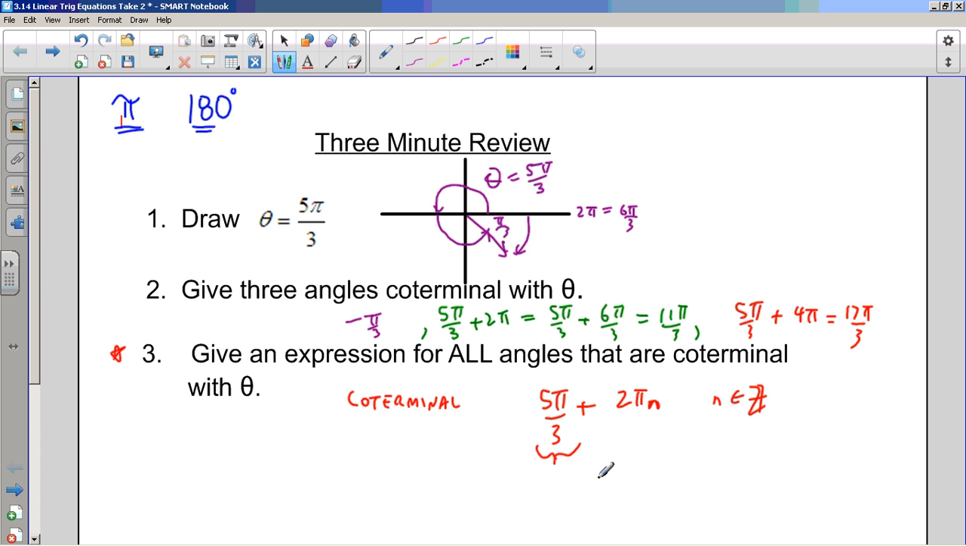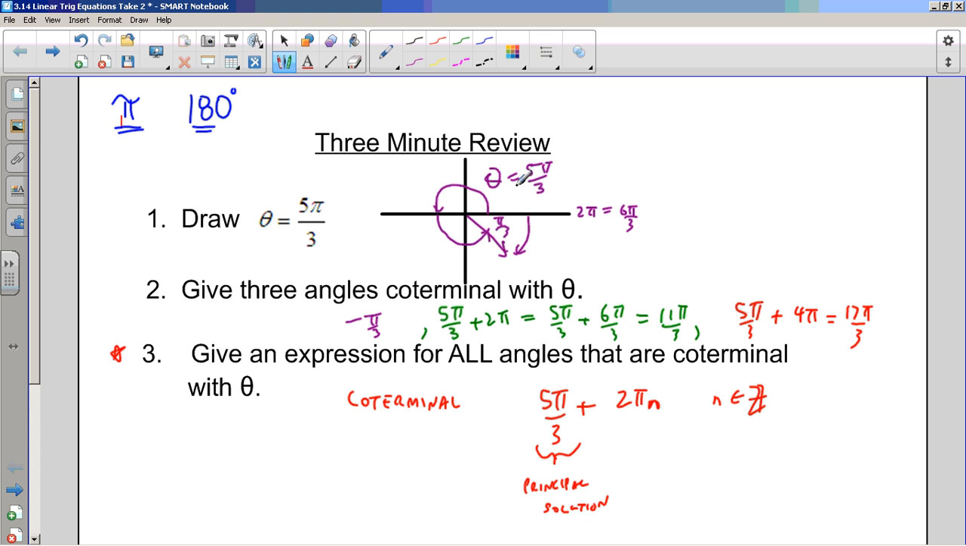Principal solution is, remember, between 0 and 360. We like that one to be the principal solution, or principal angle, I guess. And then this is any number of spins. For n equals -1, you get that one. N equals 1, we get this one. N equals 2 spins, we get that one, and so on. And that's all of the angles that are coterminal with this one.